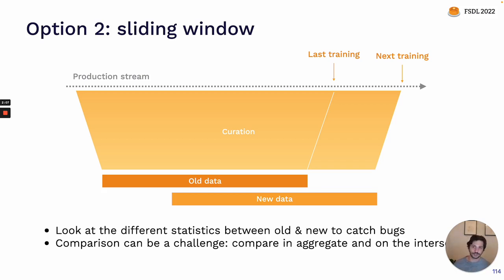A couple of key things to do here are it's really helpful to look at the different statistics between the old and new data sets to catch bugs. Like if you have a large change in a particular distribution of one of the columns, that might be indicative of a new bug that's been introduced. And one challenge that you'll find here is just comparing the old and the new versions of the models, since they are not trained on data that is related in a very straightforward way.